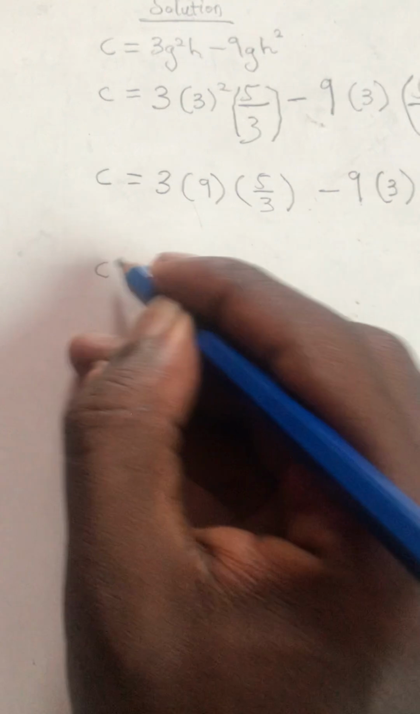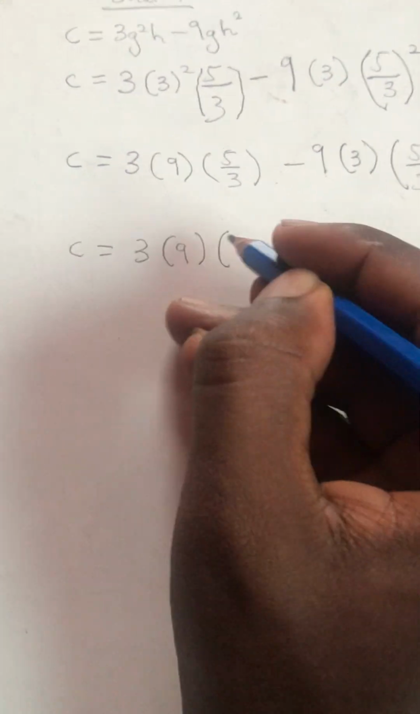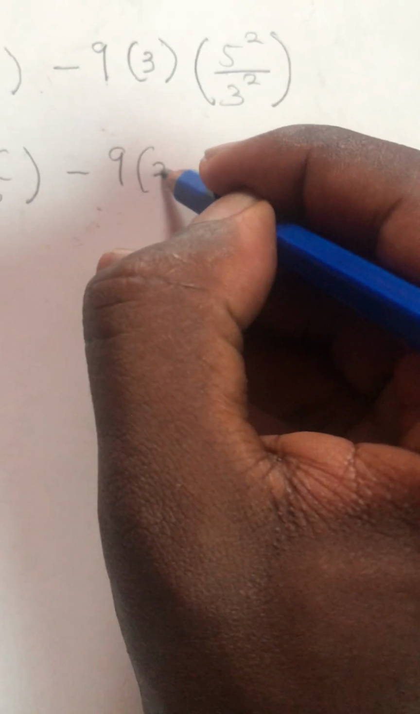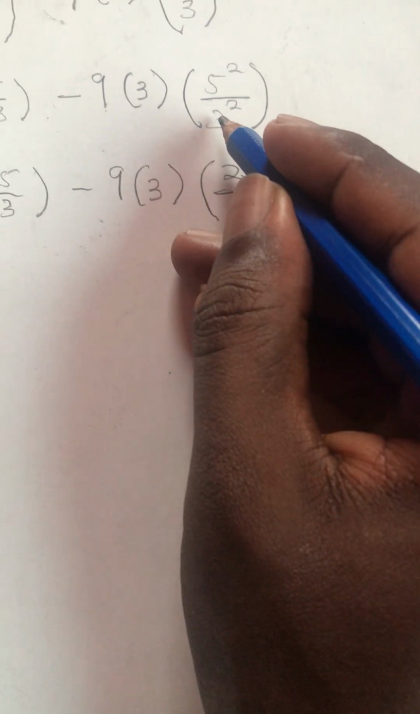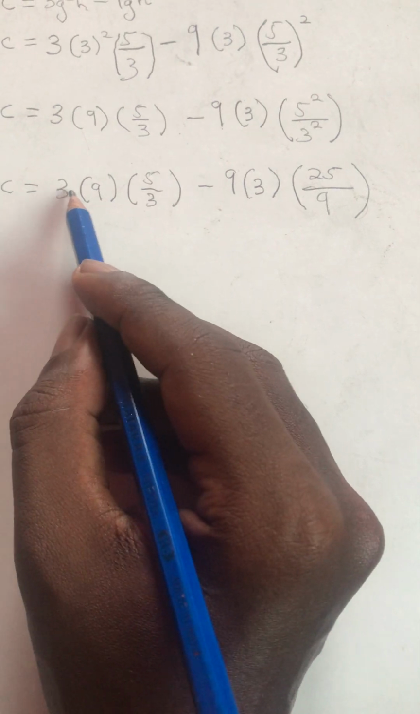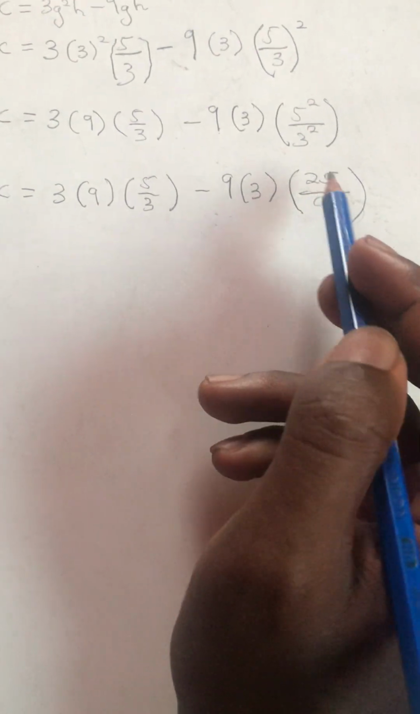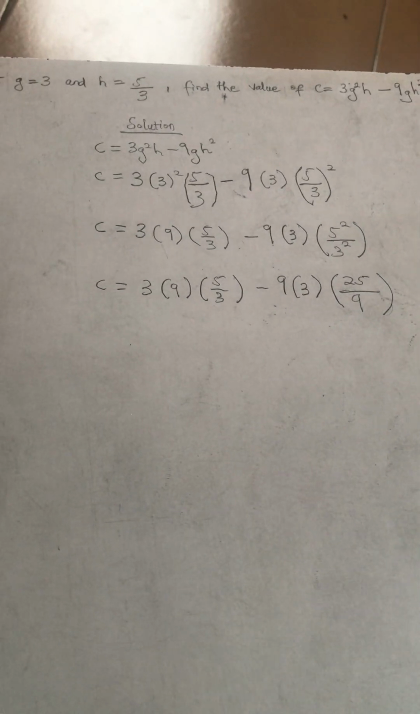So we are going to have C equals 3 multiplying 9 over the fraction 5/3, minus 9/3 multiplying 5 squared, which is 25, so the fraction 25 over 3 squared, which is 9. So we've simplified. We have our new equation: C equals 3 multiplying 9 multiplying the fraction 5/3, minus 9 multiplying 3 and the fraction 25/9.